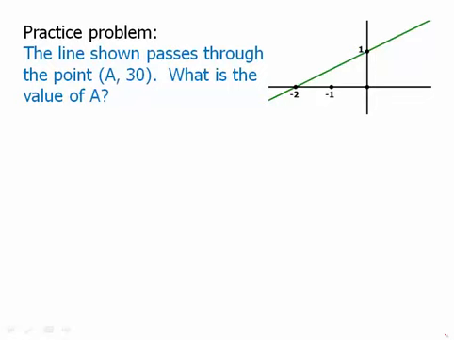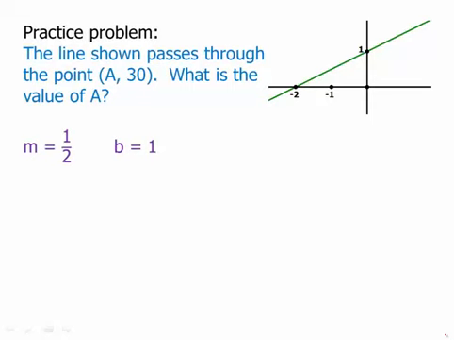Well, it's very easy to read off this graph the value of the y-intercept. The y-intercept is 1. And the slope, well, since it goes through -2, we have a run of 2 and a rise of 1. So rise over run would be 1/2. So the slope is 1/2 and the y-intercept is 1. So that means this has to be the equation of the line, y equals 1/2 x plus 1.